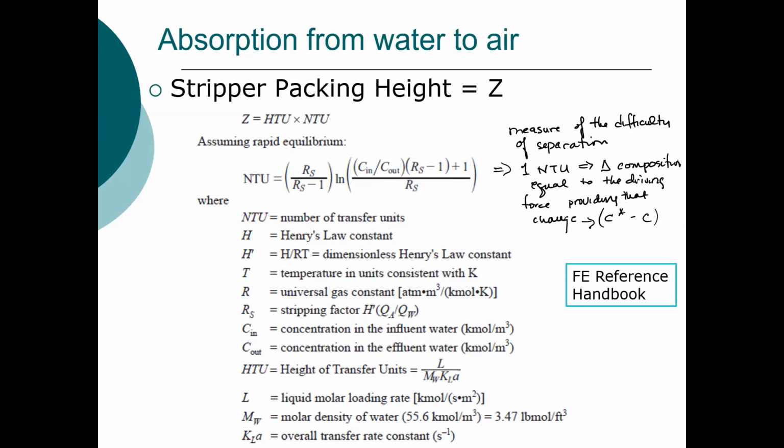The height of the transfer unit, analogous to what we've talked about before, is a measure of the separation effectiveness. Notice here, we have KLA in the denominator. So the smaller the height of the transfer unit, the more efficient the process.